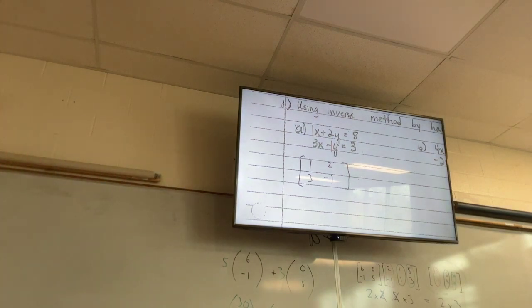I love it. Alright, and then I'm going to write a 2x1 here. That's just going to be xy. And then that's going to be equal to a 2x1, which is those numbers on the right side.